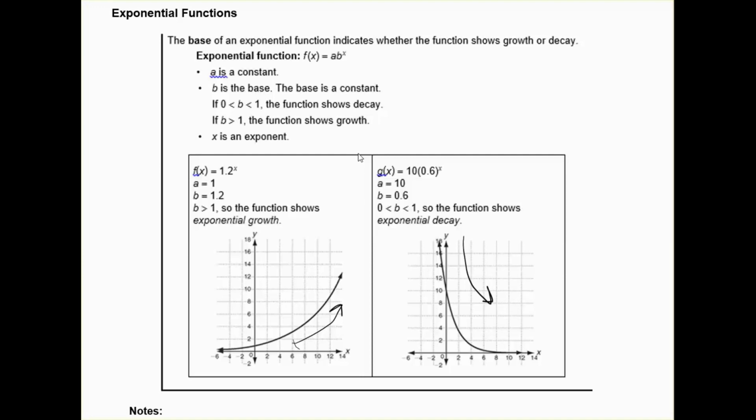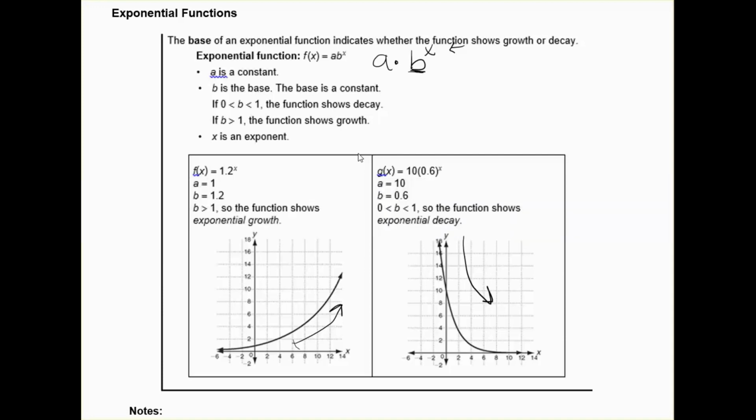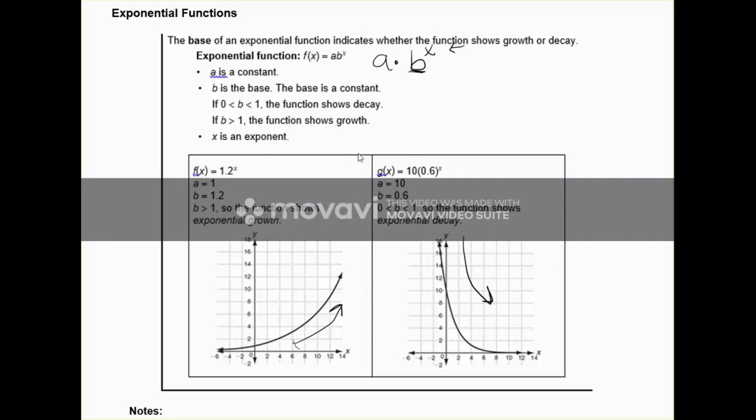It will be in the form a times that growth factor, or the base, to the x power. It's very important that you see that the exponent is a variable, otherwise it's not exponential. If b is between 0 and 1, then it shows decay. If b is greater than 1, then it shows growth. And b has to be greater than 0. It can't be a negative number. We can have negative functions, but that means a can be negative, but not b.